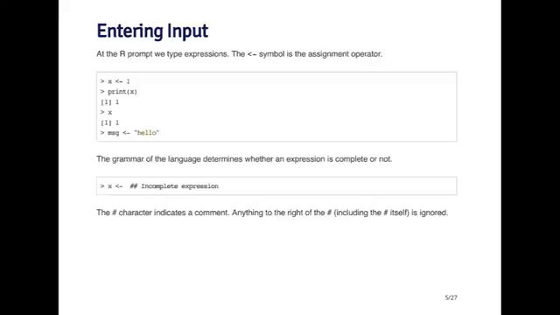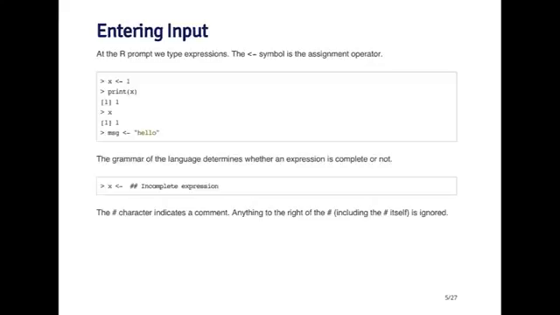So for example, in this first expression here, the symbol that I'm creating is called x, and the value that I'm assigning it is 1. And I use the assignment operator to create that. So x <- 1 is an R expression. In the next expression, I'm going to print that value. Print is a function, and I'm passing it the symbol x. When I print out x, I get its value, which in this case is 1.